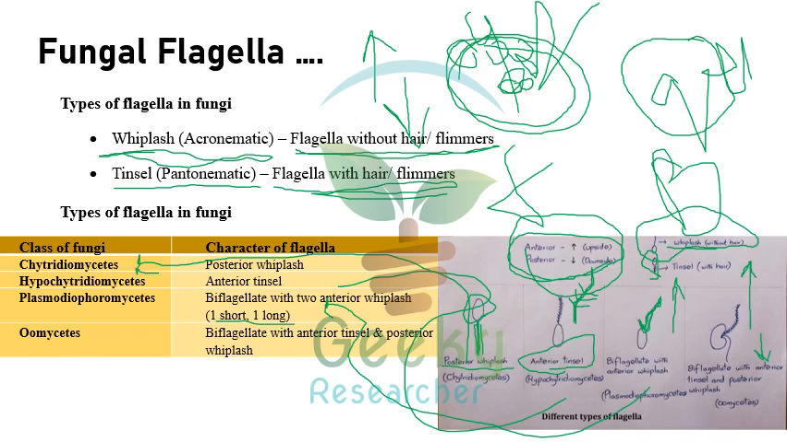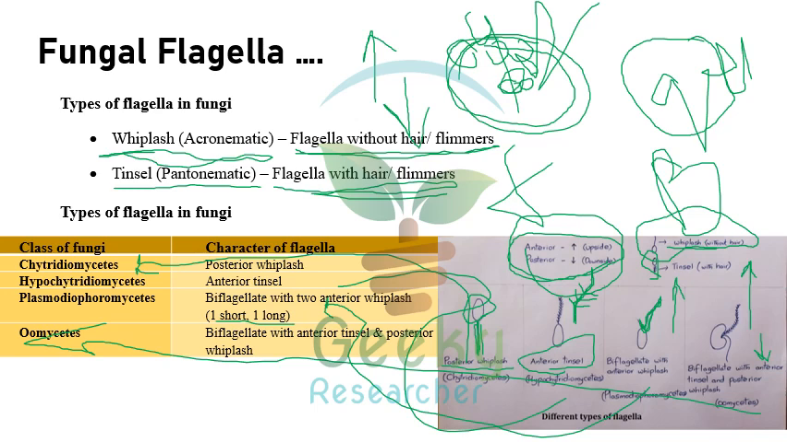Now we will start with the anterior. If it has hair, we call it tinsel. If it has no hair, it is whiplash, right? Now, anterior tinsel, posterior whiplash. Anterior tinsel and posterior whiplash is the characteristic feature of oomycetes. It is very important. I have seen this question in many exams. They will ask questions like this: what is the special feature of oomycetes flagella? Biflagellate with anterior tinsel and posterior whiplash is the special character.